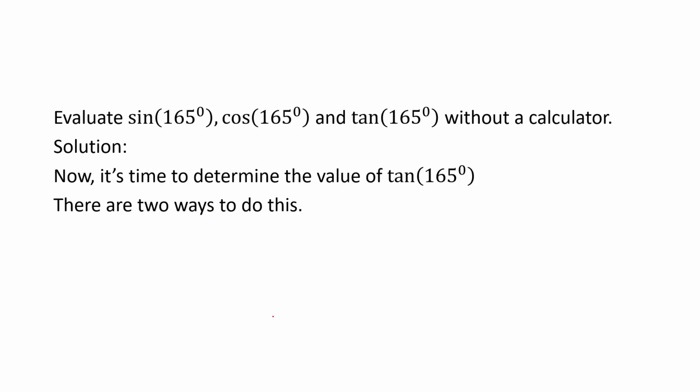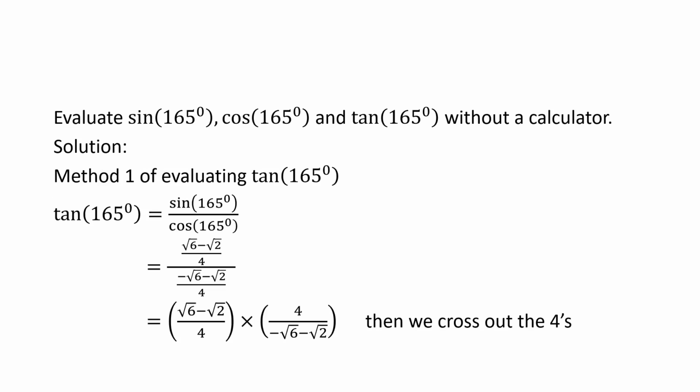Okay, so we've got the sine of 165 degrees and the cos of 165 degrees. Now let's find the tan of 165 degrees. To do this, we're going to do a method 1 and a method 2. Okay, method 1. The tan of 165 degrees is the sine of 165 degrees over the cos of 165 degrees. So we just place each of those values there.